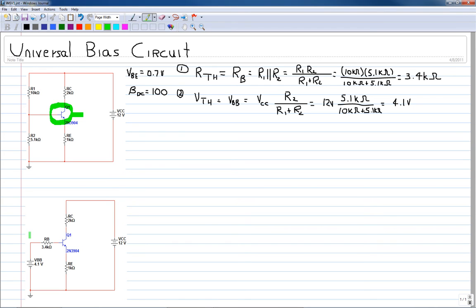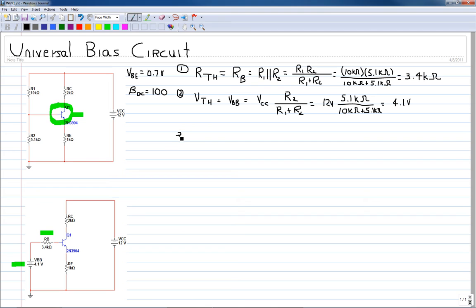This can be seen in this second circuit. So now we've replaced the biasing resistors with a VBB of 4.1 volts and a resistance of 3.4k ohms. The rest of the circuit, the output circuit, remains the same. RC is the same, RE is the same, and of course VCC would be the same. The next step is to find IB.